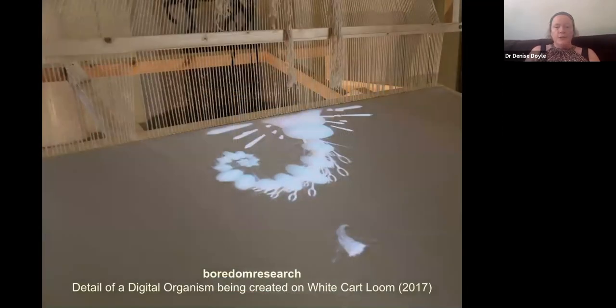And this was commissioned by the City of Paisley in Scotland, and I think it was for some kind of City of Culture bid, and uses real-time 3D software to generate animated pearlescent forms that swim across the screen, but installed as though they're being woven by a jacquard loom.